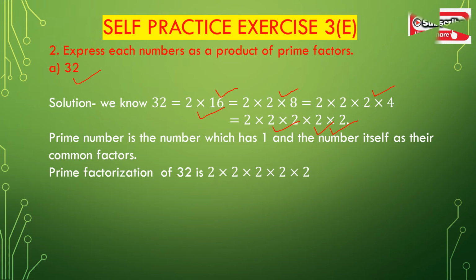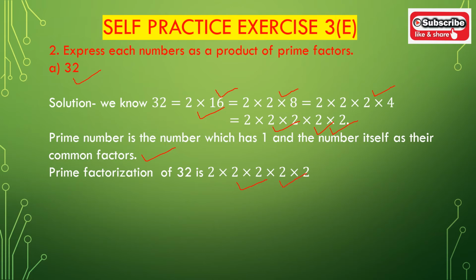2 multiplied with 2 is 4. 4 multiplied with 2 is 8. 8 multiplied with 2 is 16. 16 multiplied with 2 is 32. We know a prime number is a number which has 1 and the number itself as its only factors. So prime factorization of 32 is 2 multiplied with 2 multiplied with 2 multiplied with 2 multiplied with 2.